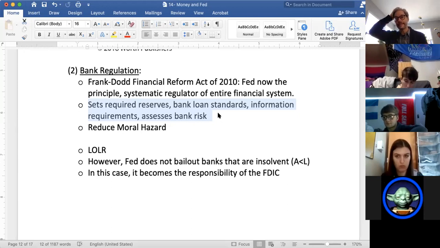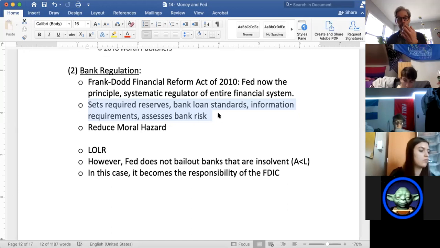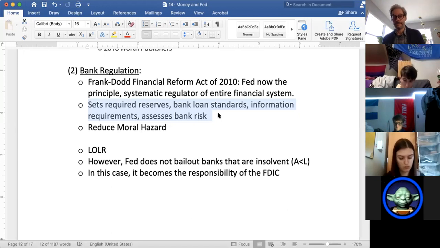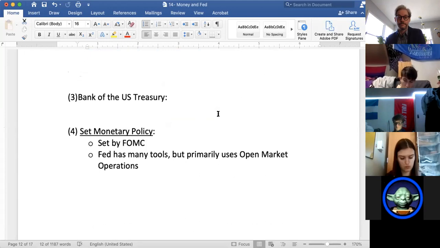So when I say the Fed's the lender of last resort, it doesn't mean the Fed has to lend, right? The Fed will make a judgment. Is this a good bank that just needs a loan, or is this a bad bank? If they decide it's a bad bank, they will let it fail, right? But importantly, letting a bank fail doesn't mean that depositors won't get paid back, because that's the purpose of the Federal Deposit Insurance Corporation. So that's the second big function of a central bank: bank regulation.